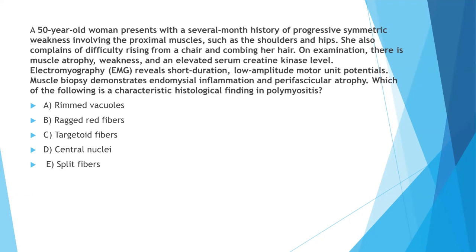Electromyography reveals short duration, low amplitude motor unit potentials. Muscle biopsy demonstrates endomysial inflammation and perivascular atrophy. Which of the following is a characteristic histological finding in polymyositis? Rimmed vacuoles, red fibers, targetoid fibers, central nuclei, or split fibers.